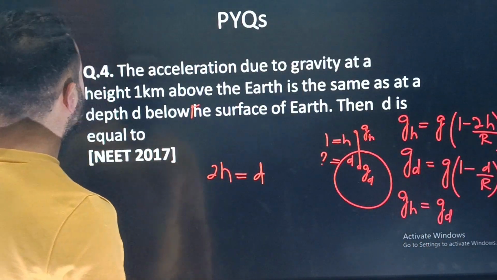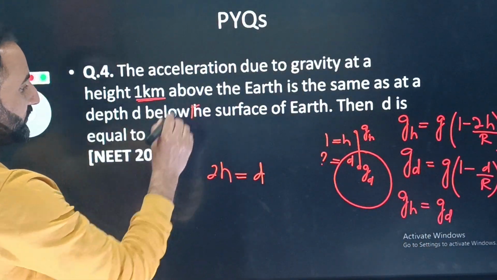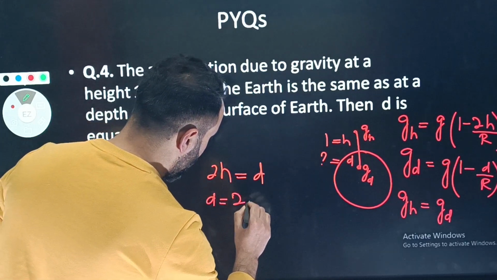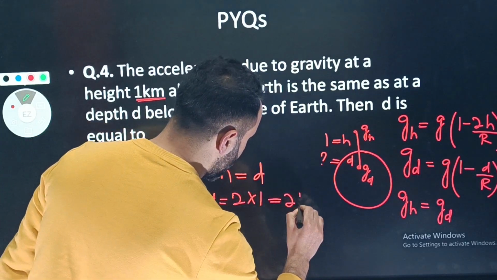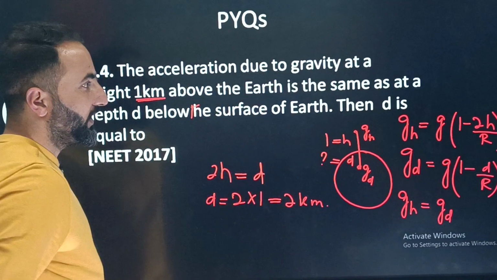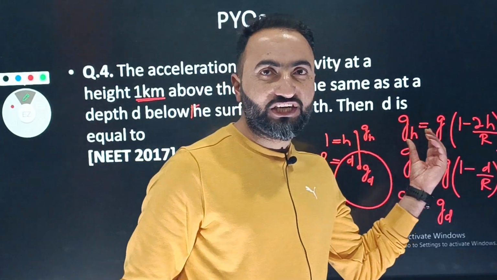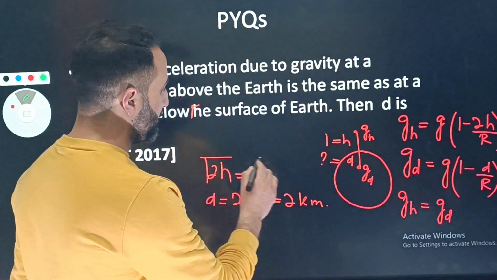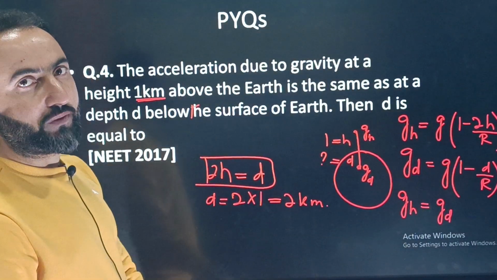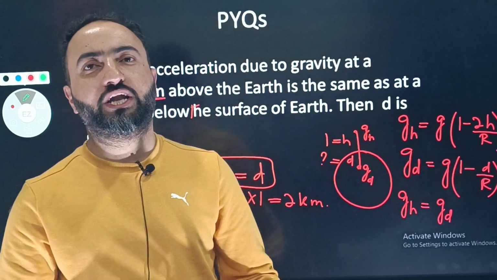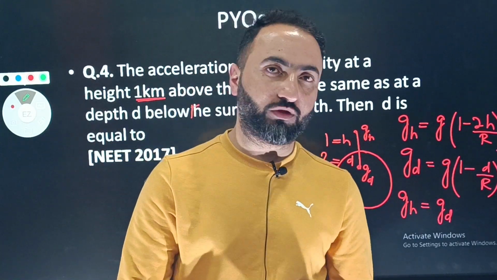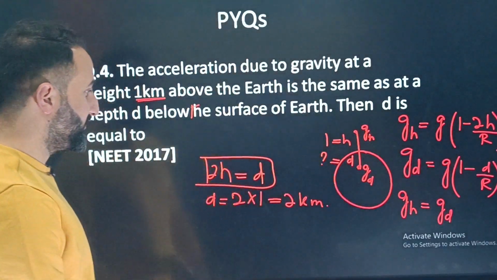Now what is given to you is that the height is 1 kilometer. So when the height is 1 kilometer, the depth will be simply equal to 2 multiplied by 1, which is 2 kilometers. So this is the answer to the problem. If the acceleration due to gravity at height h is the same as that at depth d, simply 2h will be equal to d. Now out of these two parameters, either h will be given to you or d will be given to you. In this case, h is given as 1 kilometer, so the depth must be equal to 2 kilometers. That's the way we do the problem.